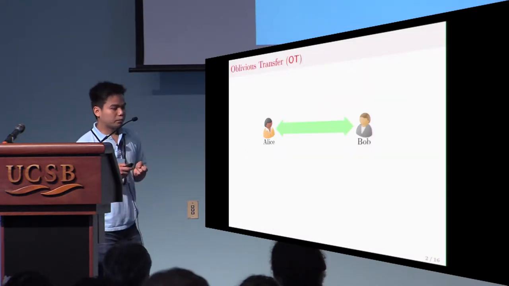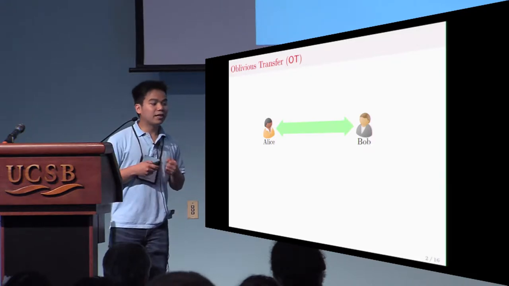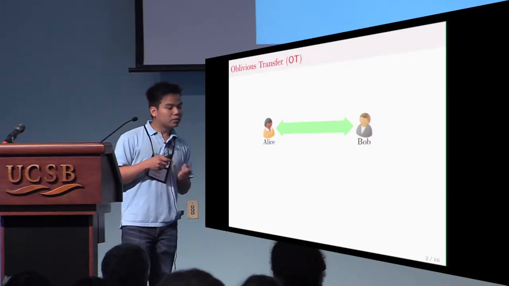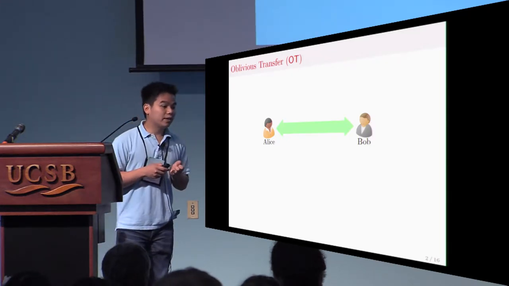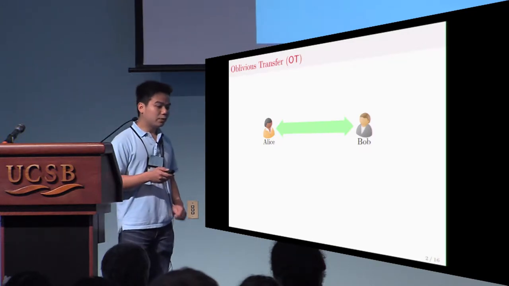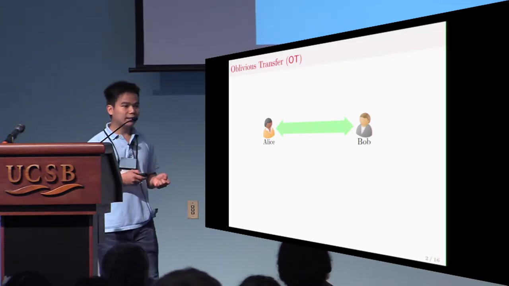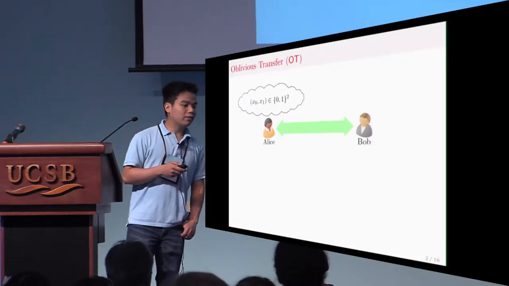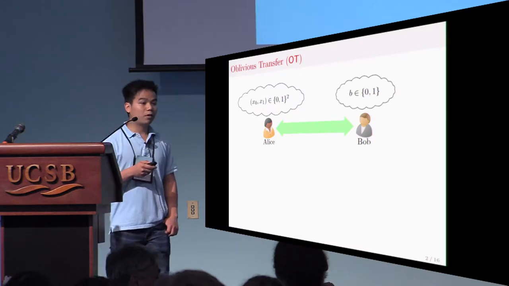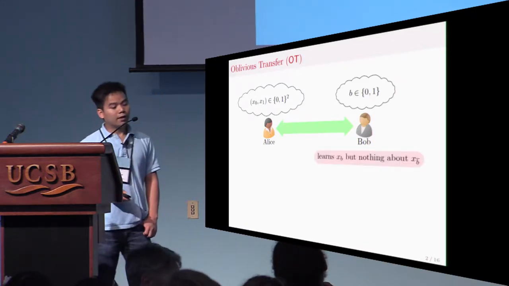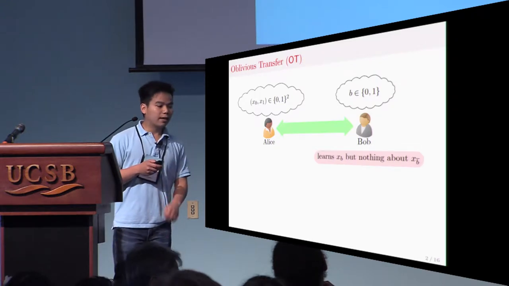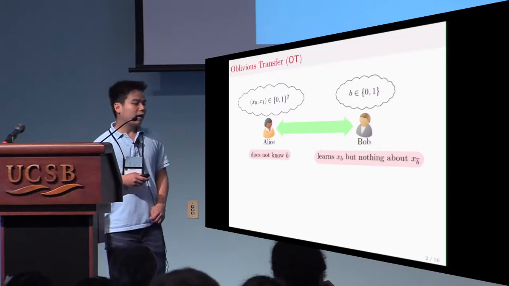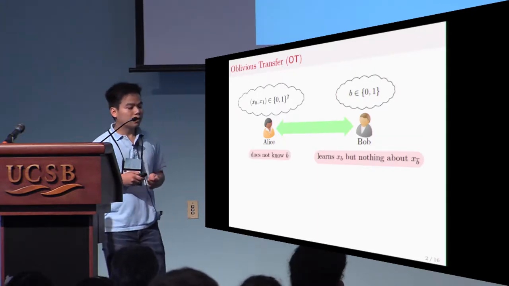A well-studied correlation is random oblivious transfer. But before that, let me quickly go over the notion of oblivious transfer. An OT protocol is an interactive protocol between Alice and Bob. It takes as input two bits x0, x1 from Alice and a single bit b from Bob. At the end of the protocol, Bob learns xb, but nothing about the other bit.